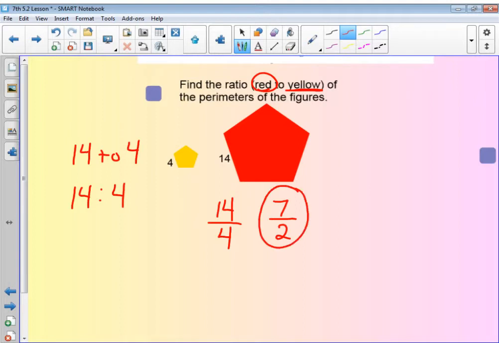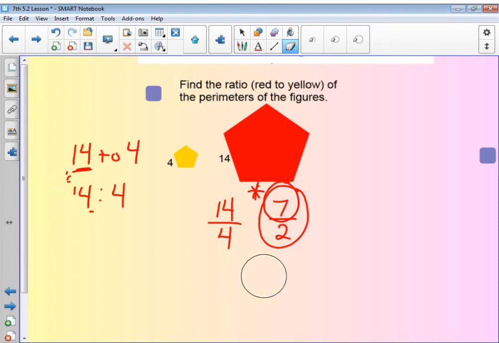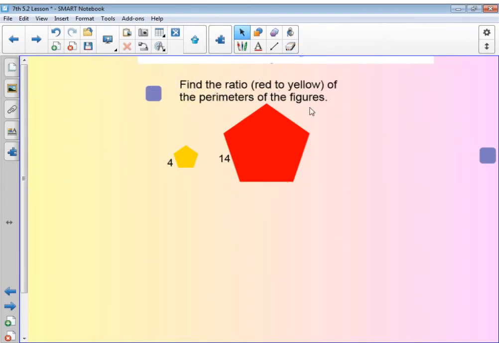Now, that was because of the way that it was asked. It was asked red to yellow. Had they asked yellow to red, well, then we would just flip that over. It'd be 2/7. But they asked red to yellow, so red was stated first. That has to go on the top of our ratio if we're setting it up as a fraction, or in the front if we set it up like this. Remember, all of these are interchangeable. This is the way our book is using them right now, in the ratio of a fraction format, okay? But they are all interchangeable.